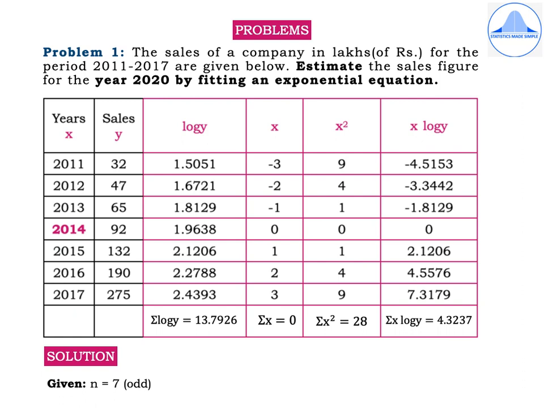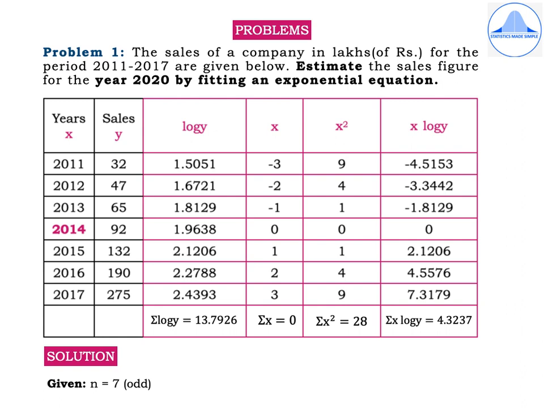Problem 1. The sales of a company in lakhs of rupees for the period 2011 to 2017 are given below. Estimate the sales figure for the year 2020 by fitting an exponential equation. In the first column, the years are 2011, 2012, 2013, 2014, 2015, 2016, and 2017. The corresponding sales are 32, 47, 65, 92, 132, 190, and 275.